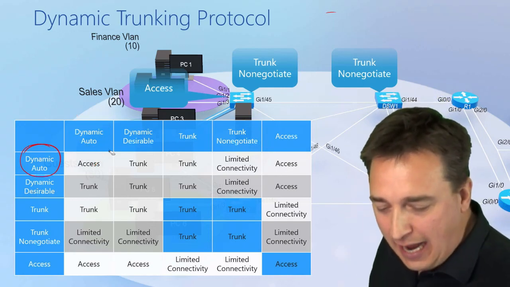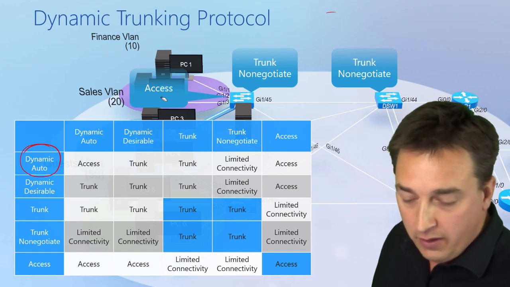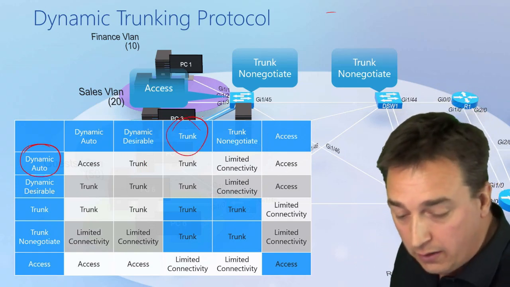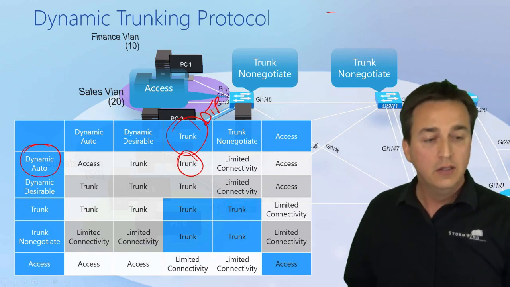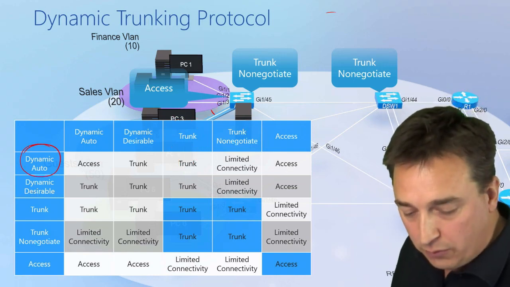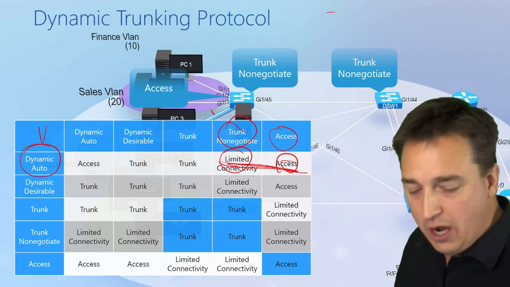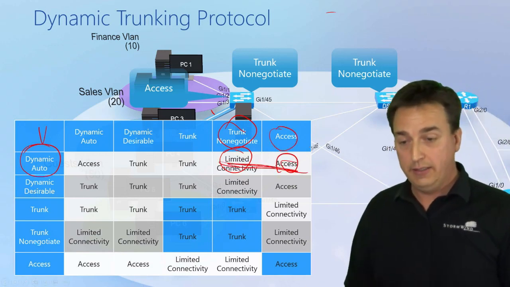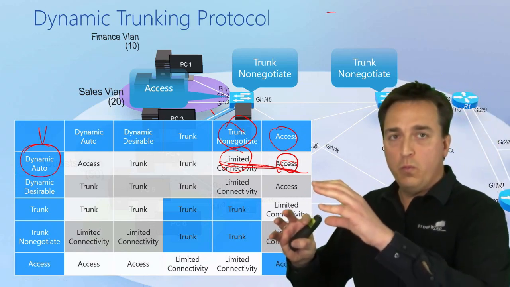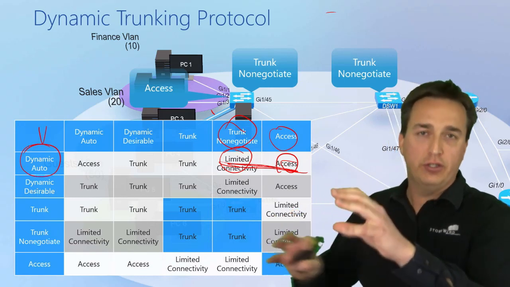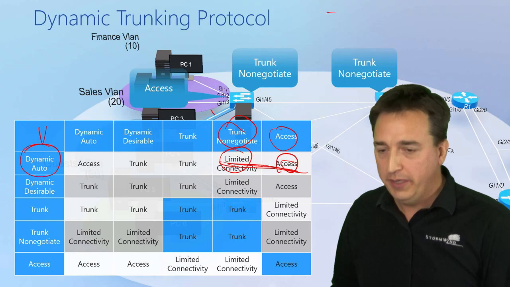What about dynamic desirable and dynamic auto? Well, there's a trunk that's going to be formed for you. What about trunk and dynamic auto? Well, as long as you don't shut off DTP, that will work for you as well. But then if you have this option wrong on this side versus auto over here, or you have access, you are not going to have the connectivity that you are expecting. So definitely taking the time to remind yourself or learn these various combinations will be important.